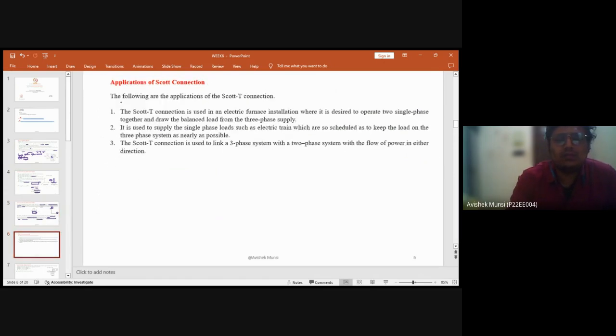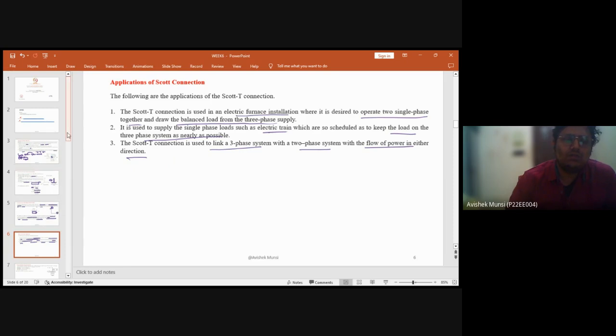So what are the applications of this kind of transformer? The Scott transformer is basically used in electric furnace installations, where it is desired to operate two single-phase furnaces together, to draw a balanced load from the three-phase supply. It is also used for single-phase loads such as electric trains, where it is desired to keep the load on the three-phase system as nearly balanced as possible. It is also used to link a three-phase system to a two-phase system with the flow of power in either direction. It can move into the three-phase side or into the two-phase side. So this is all about the Scott transformer.